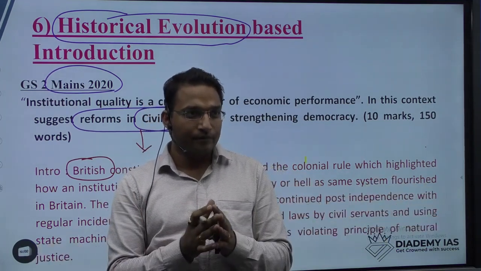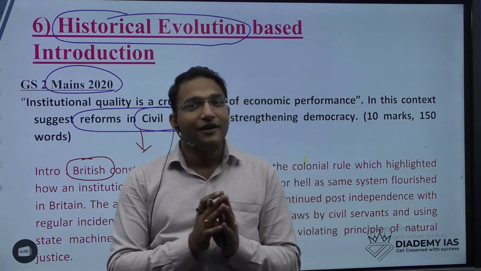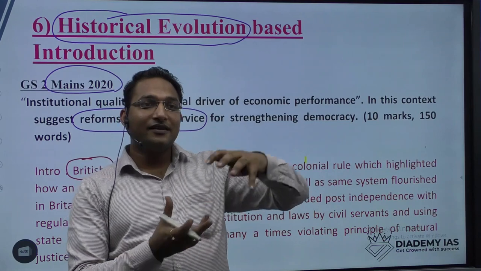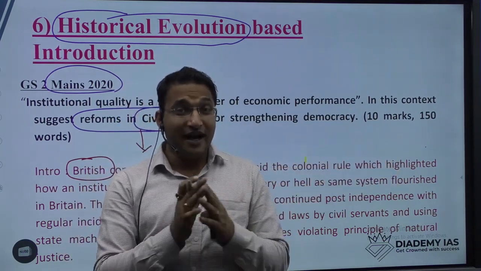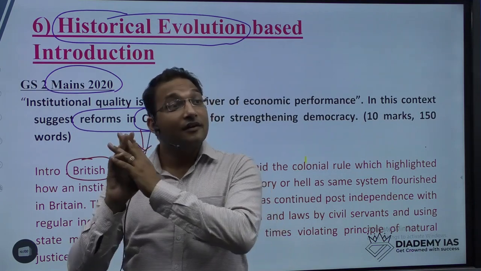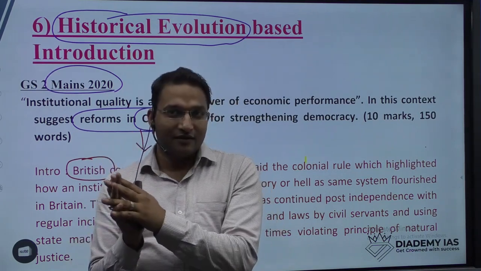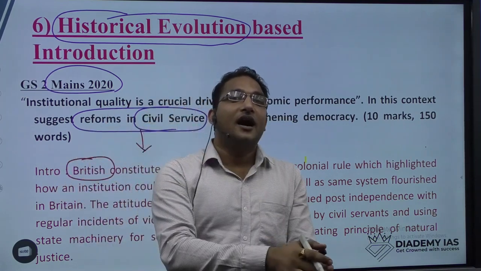The police state and welfare. Sorry? Police state and welfare state. Yeah. So earlier, they were the my bab in India. But now, who is my bab? The people. So people elect their representative and the representatives are governing the bureaucrats.